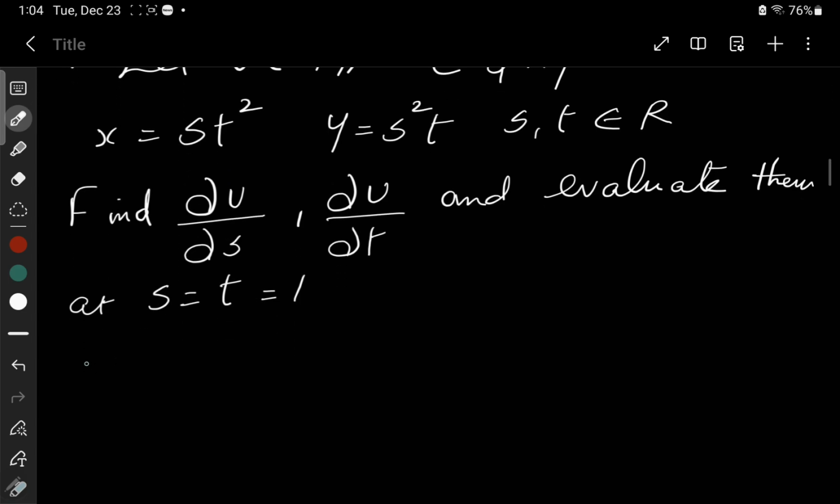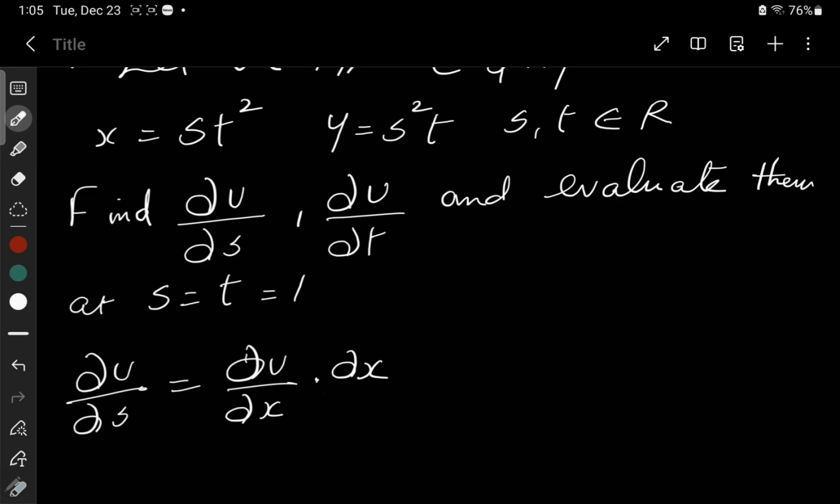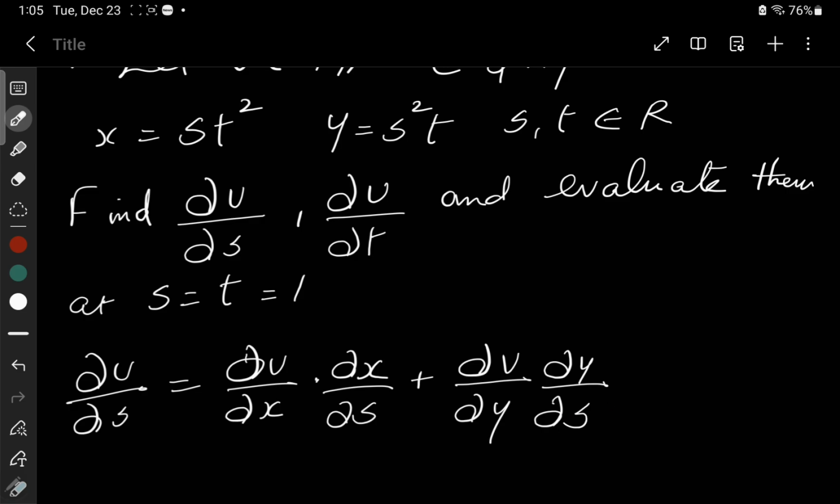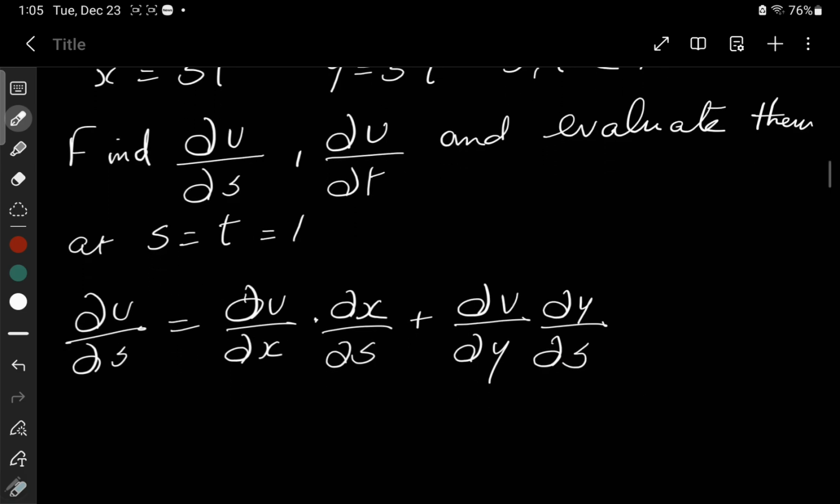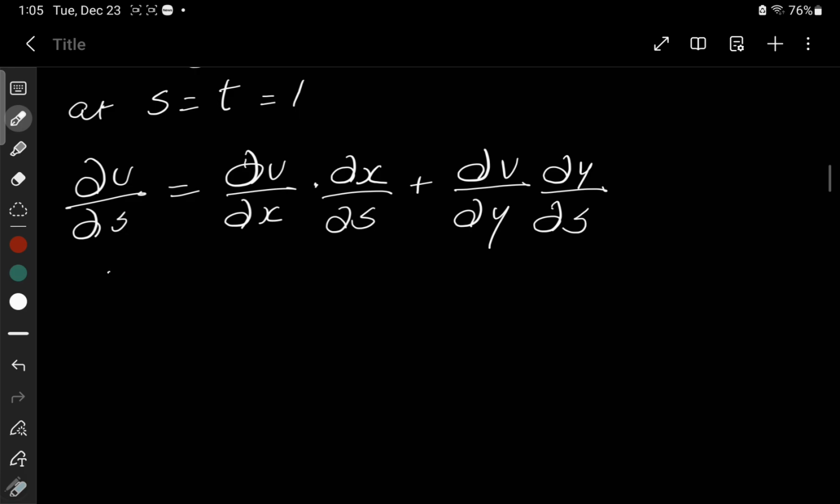They ask you first dou u by dou s. That u, first I can differentiate partially with respect to x, and x is also a function of two variables, so I can do the partial derivative only. Dou x by dou s with respect to x, then dou u by dou y into dou y by dou s. So find dou u by dou x.